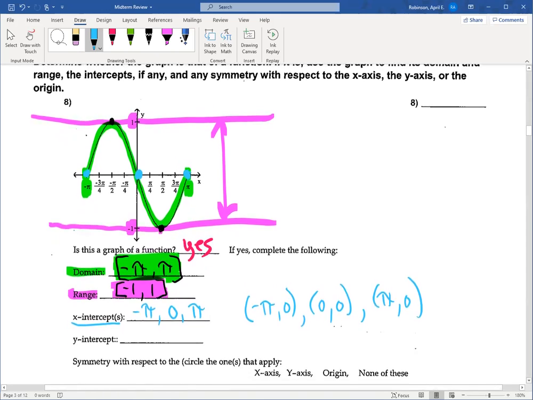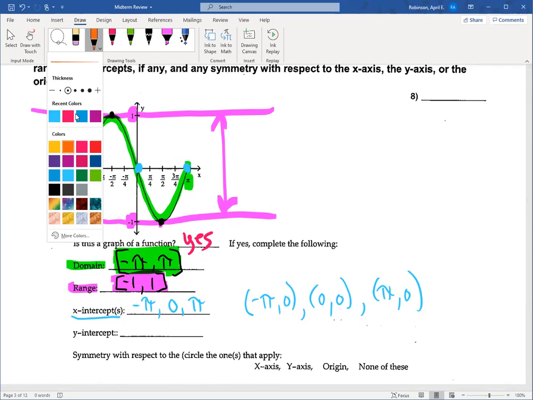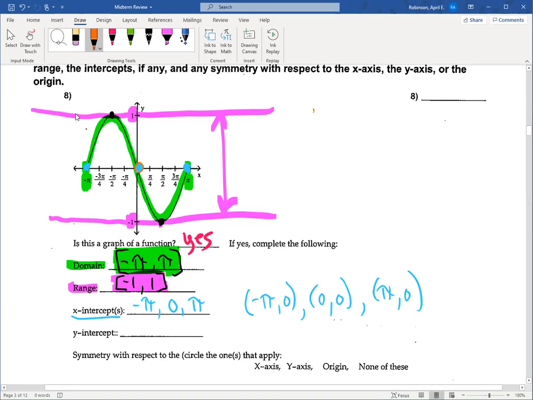Well, the y-intercept is the same as the x-intercept right here. This is my y. That's the only place it crosses the y-axis, and that is the origin. So you're either just going to say the y-intercept is at 0 or (0, 0) if they want an ordered pair.